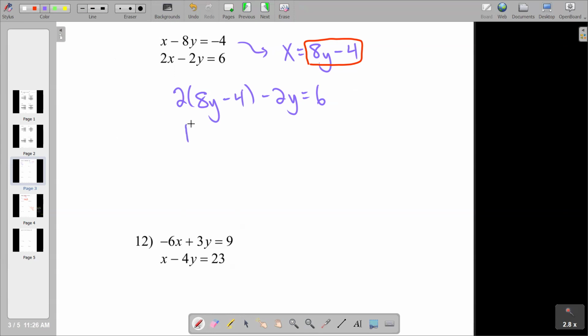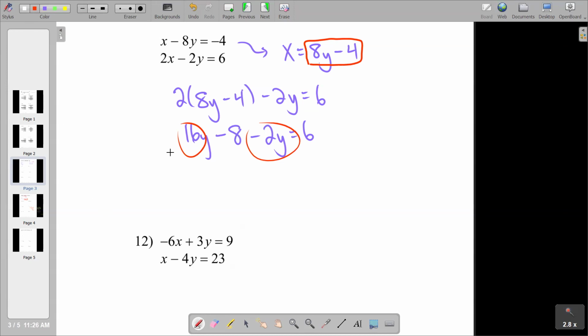The 16y and then negative 8. Yeah, so 16y minus 8 minus 2y equals 6. And then what do we do? Oh, no, no. Since you weren't with me in August and September, I'm not going to yell at you. But the correct answer is always combine any like terms on the same side of the equal sign. That will always be the right answer, okay?